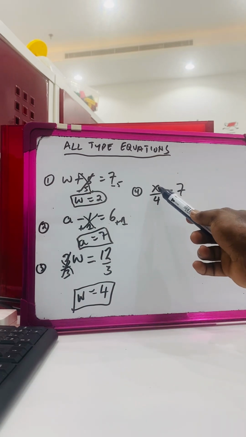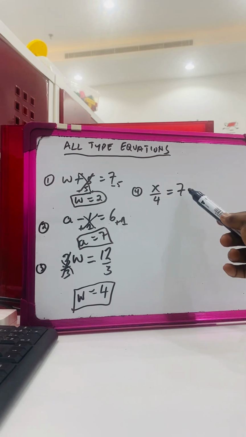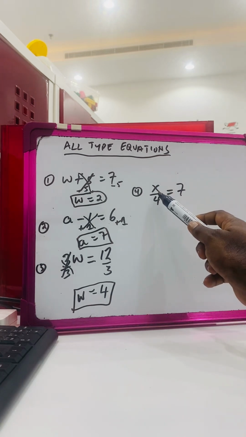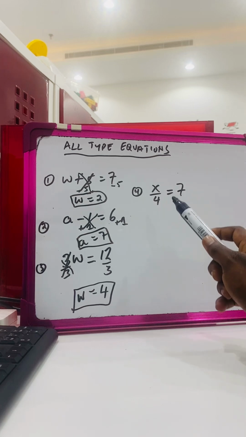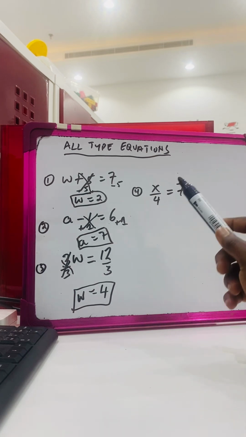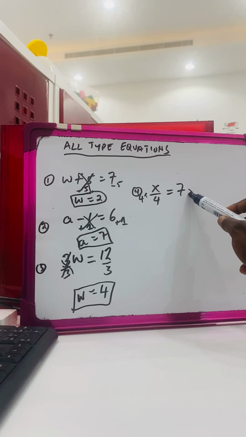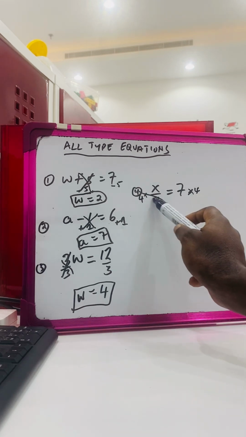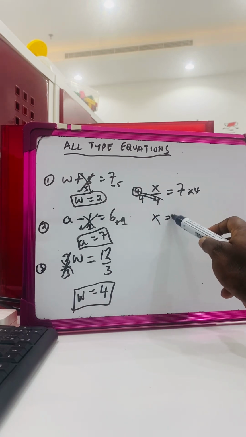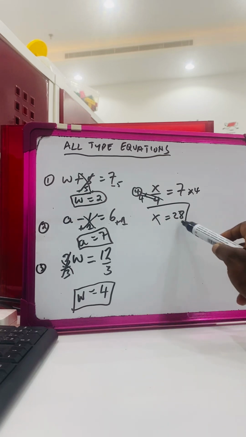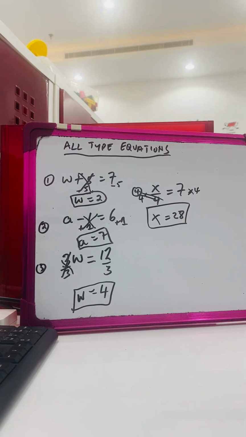The fourth question, x divided by 4 equals 7. So because we are dividing, I would have to do the opposite of division, which is multiplication. So I need to multiply the left by 4 and the right also by 4. This takes this away, then right away my x is 28. So all these 4 examples are my type 1, solving just with one step.